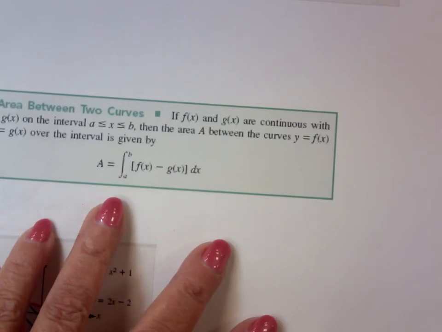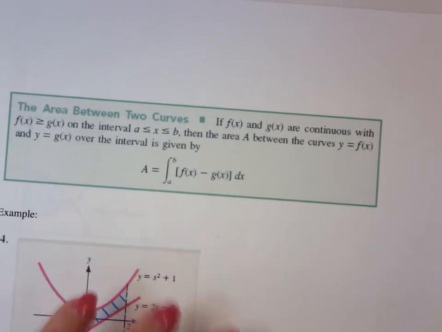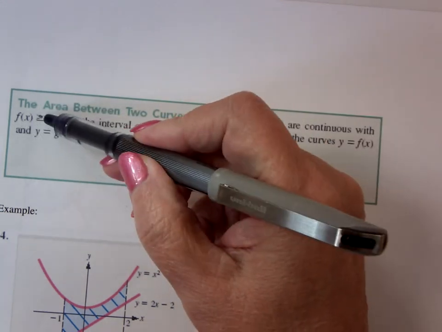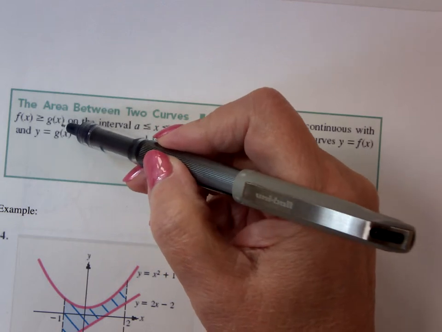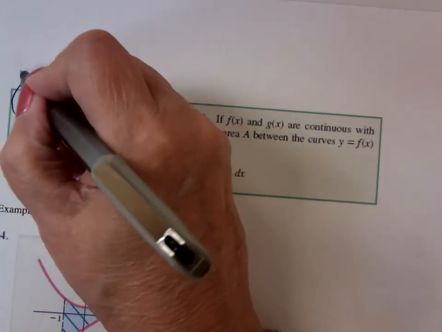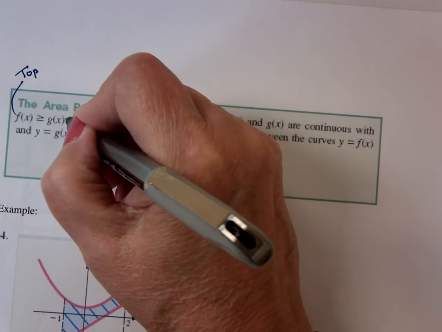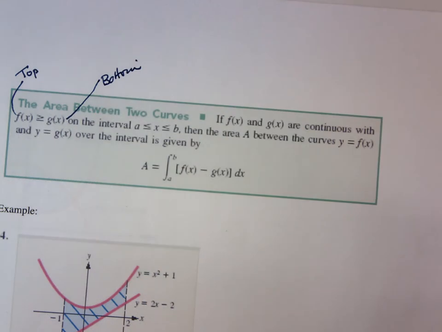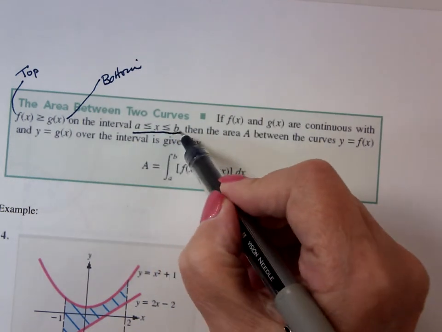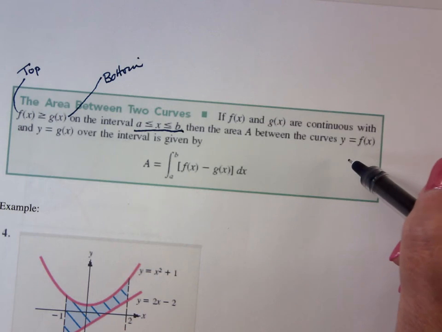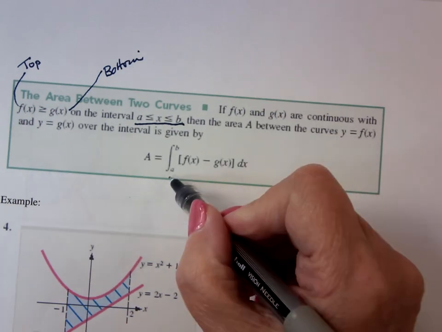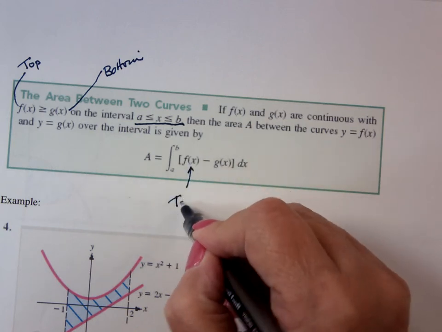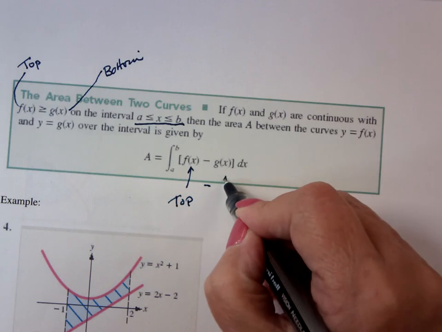So, what's the definition of the area between two curves? It says if f and g are continuous with f greater than or equal to g, that means f is the guy on the top and g is the guy on the bottom. And then given between a and b, the area between two curves, namely f and g, is the integral from a to b of the top one minus the bottom one.